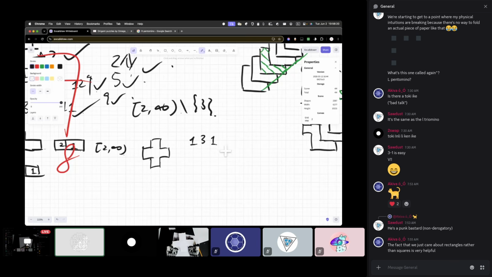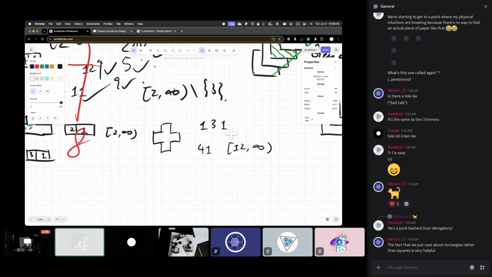This goes into a 1-3-1. I could analyze what a 1-3-1 can do, but I'm first gonna analyze what a 4-1 can do. I'm first gonna write down what we know that a 4-1 can do, which is 12 and above, and we'll look at the other cases later.